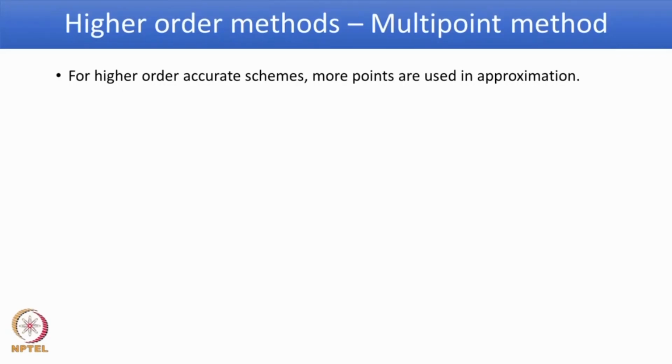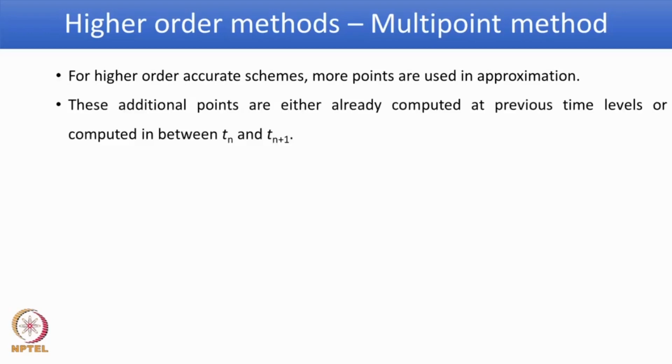So, we are going to look at the procedure for how to obtain higher order methods even for the time derivative, and such a scheme is also known as a multi-point scheme. In a multi-point scheme, as the name indicates, we use more points. Now, how do you obtain these more points? These additional points are either already computed at a previous time level.